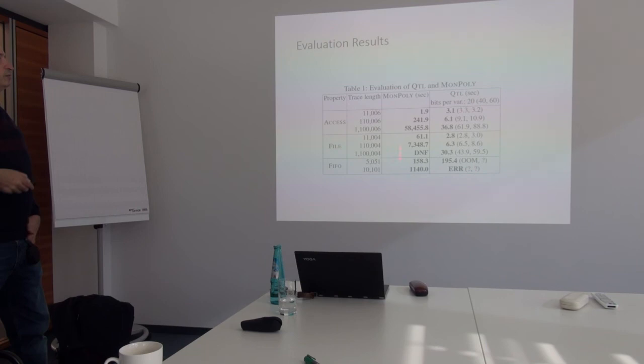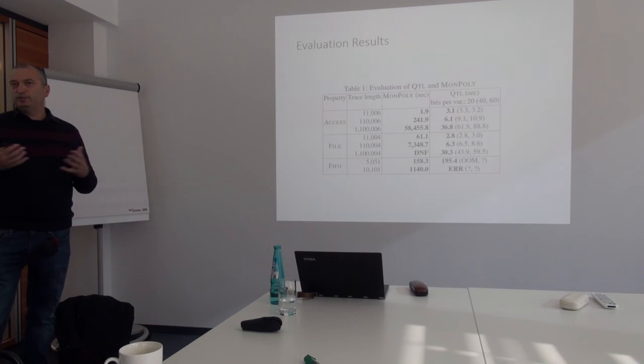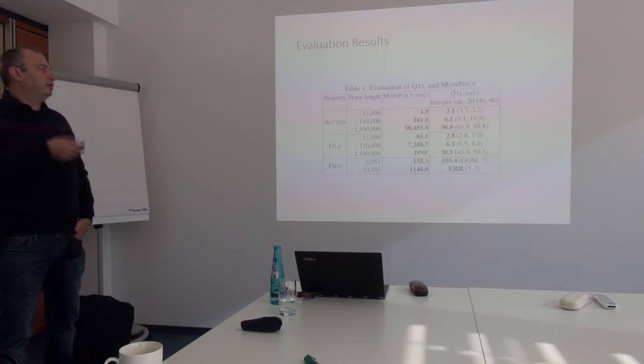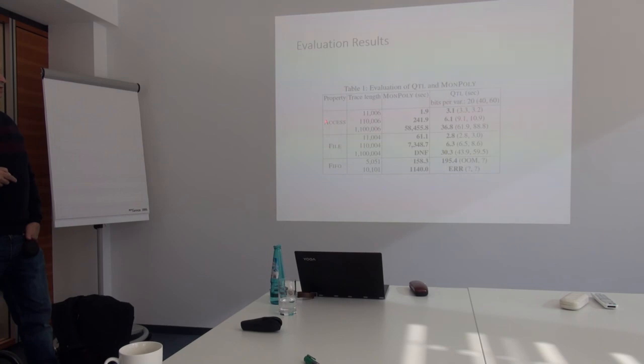It works with a different principle. So they use database operators and they use automata. Okay. We tried to look at their code. The code is huge. So I'm not sure how exactly they implement the automata and the stuff. And we just wanted to compare. So these are the three examples. Access, you remember that's the first example. File is the simple one. And FIFO is a complicated one.